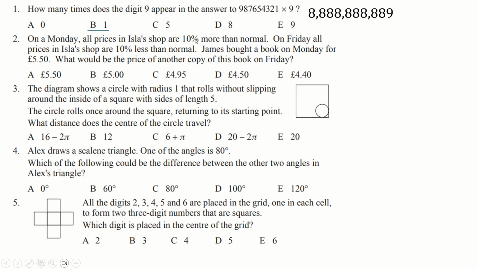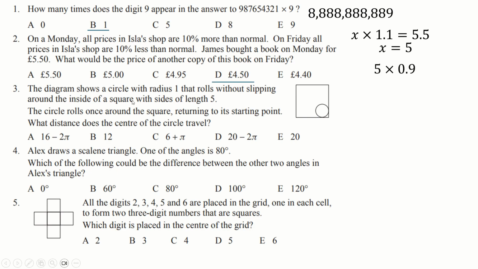Next one, 10% more than normal, so that's times 1.1, and then 10% less is times by 0.9. So if you bought a book on Monday for this, then the normal price times 1.1 equals 5.5. Of course, we can just do 55 divided by 11 here to get the normal price is 5. And then on Friday, well, that's the decrease of 10%. So decrease that by 10%, and you should end up with 4.5, right?